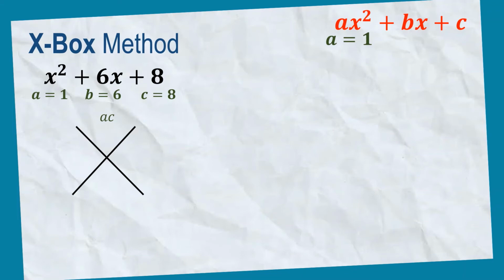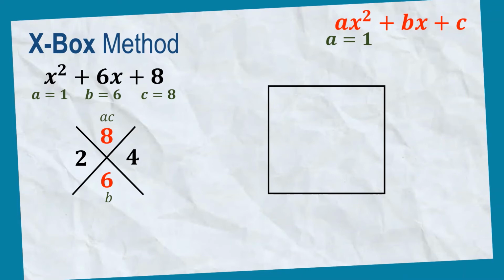In this case, 1 times 8 is equal to 8. Sa baba, isusulat po natin si b. In this given, b is equal to 6. Ngayon po, sa dalawang gilid ng x, iisip po tayo ng factor ni 8 na ang sum ay positive 6. So we have 2 and 4. Since 2 times 4 is 8 and 2 plus 4 is equal to 6.